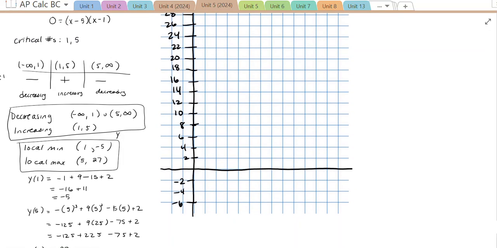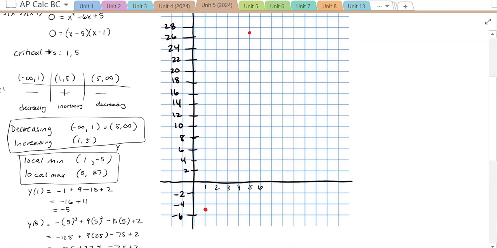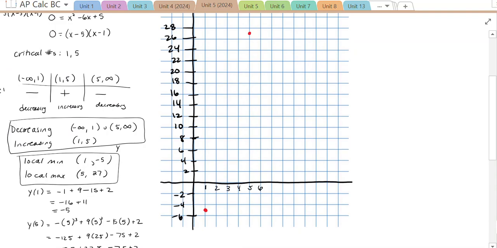So what we've got, and I'm going to go by ones on these. So I am doing a different scale on my x than I am on my y. So 1 comma negative 5 and 5 comma 27. And then I also had an inflection point at 3 comma 11. So again, that inflection point is going to shape these pieces. Okay, down.